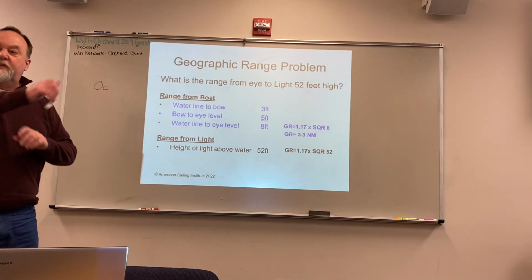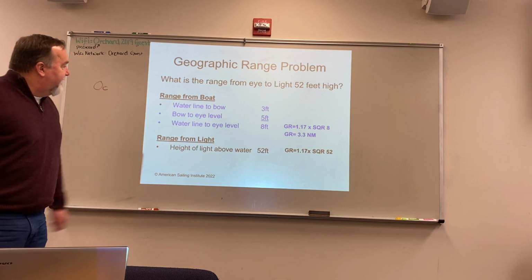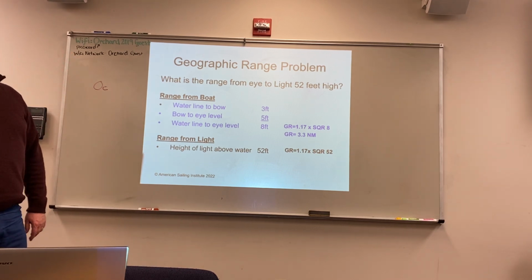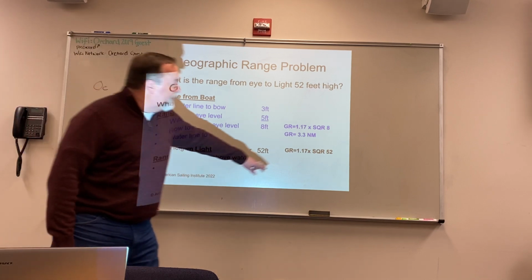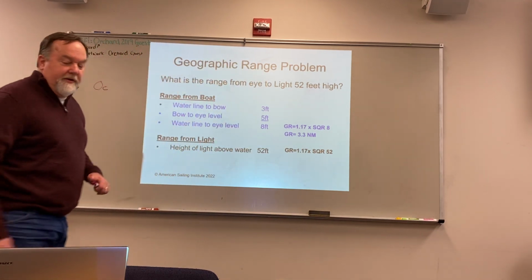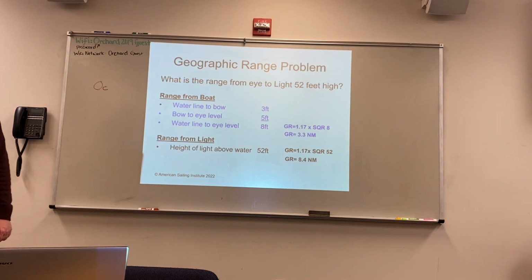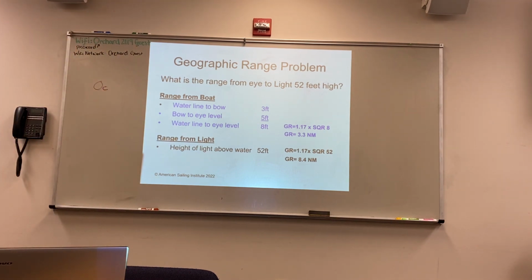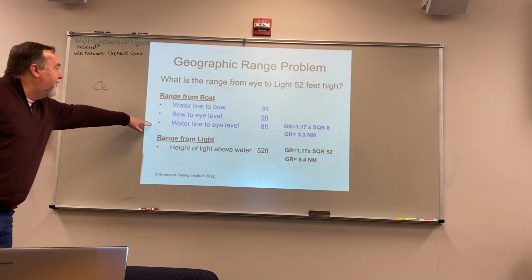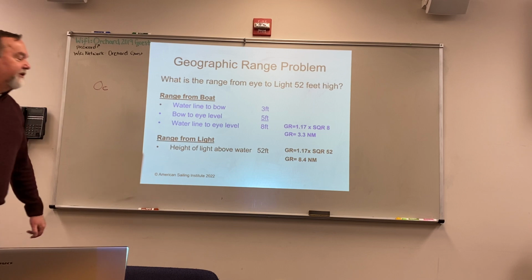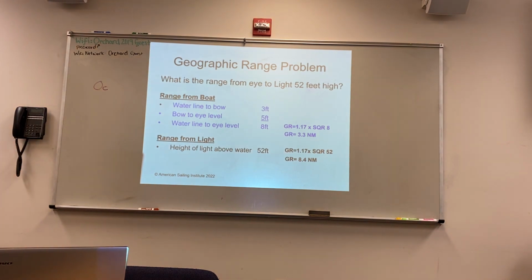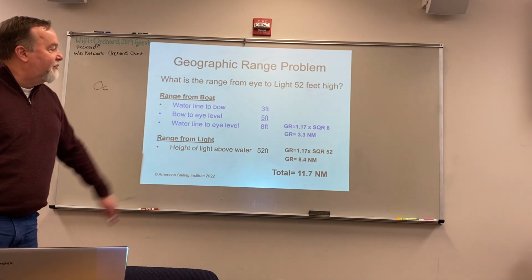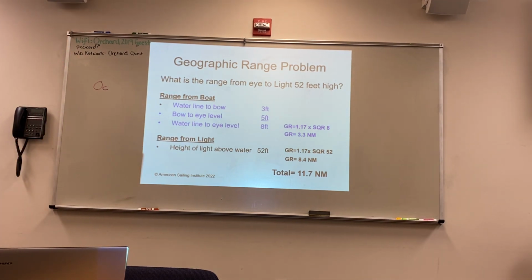Again, that's the first part of the same example that we did before. We have a different light here. Our range from light is 52 feet, not 65 feet, above the water. So square root of 52 times 1.17, and that component of the overall geographical range is 8.4 nautical miles. So the range from where you or I are standing in this boat, 8 feet above water level, to this beacon that's 52 feet above water level, is going to be the addition of those two things, which is between 11 and a half and 12 nautical miles. Good question.